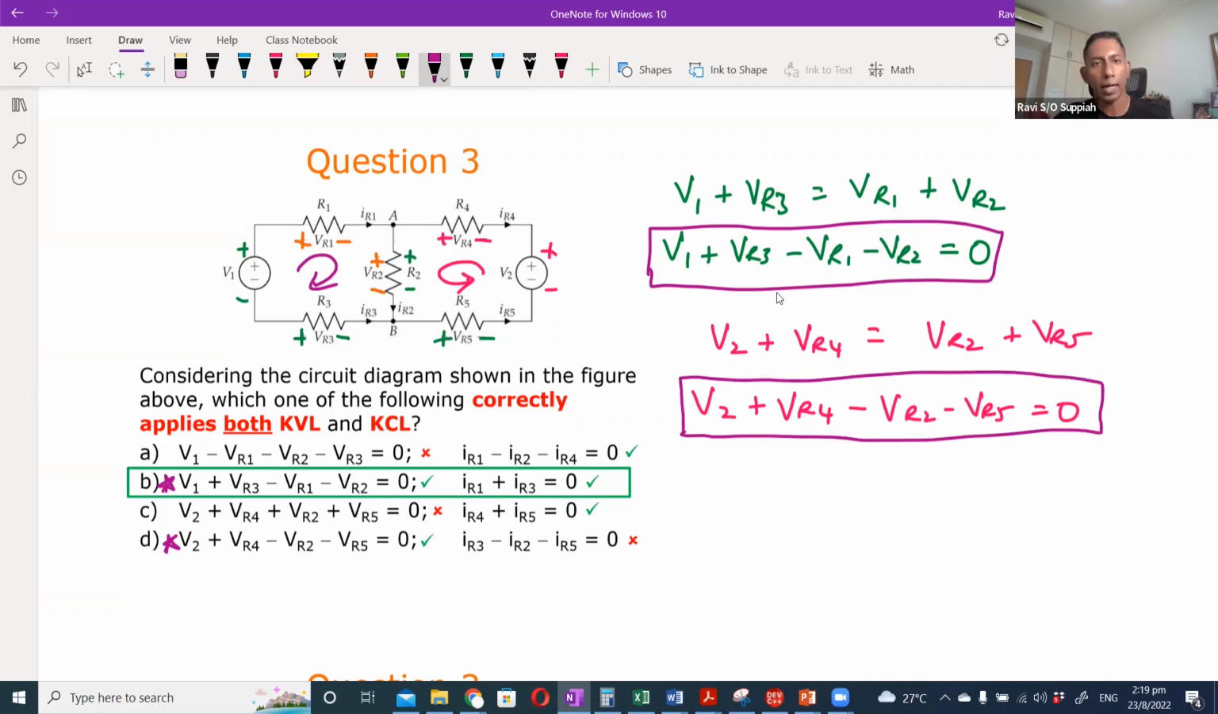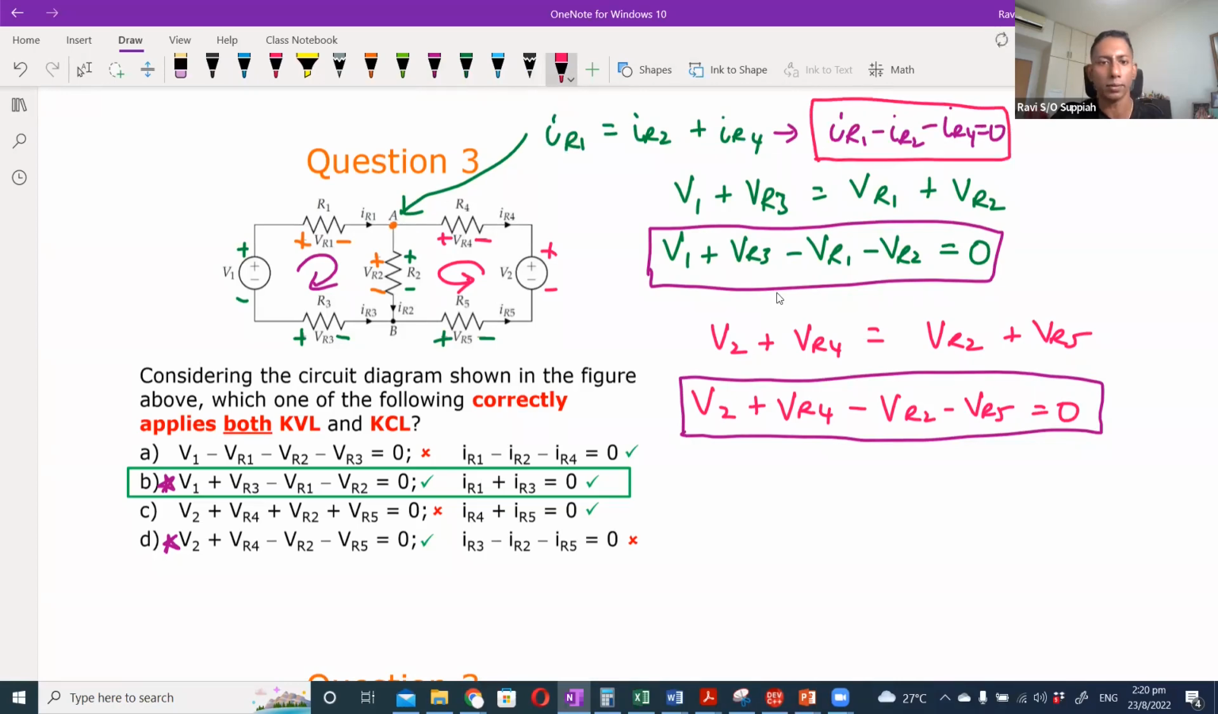In terms of current, we just follow what is given. If I look at this branch, this point over here, whatever current is flowing in, which is IR1, is equal to the current flowing out, which is IR2 and IR4. So IR1 equals IR2 plus IR4. If I rearrange that, I get IR1 minus IR2 minus IR4 equals 0, and that is your expression over here.